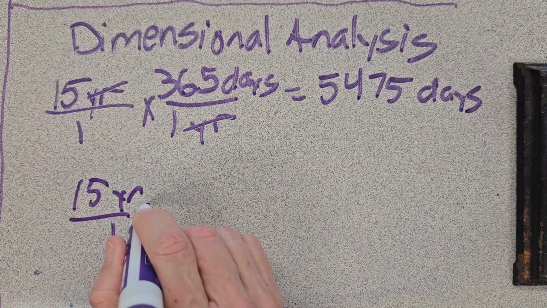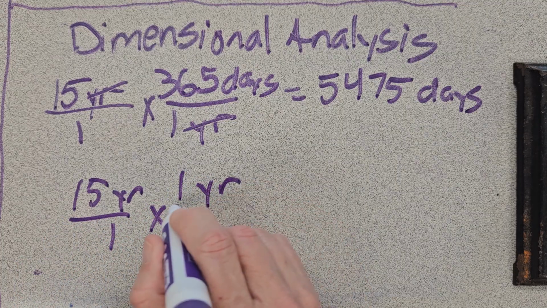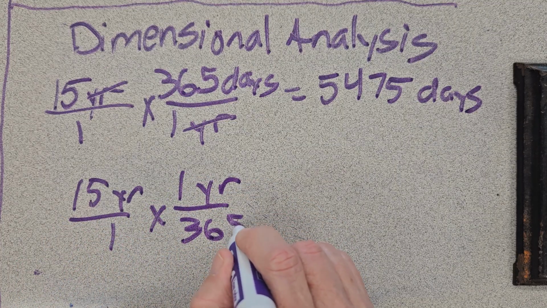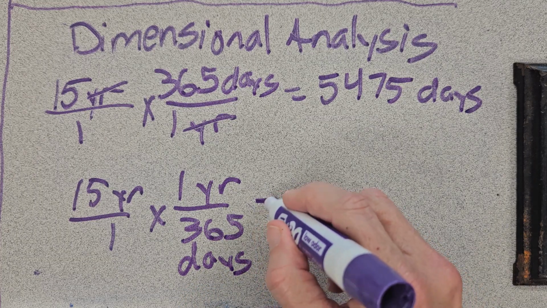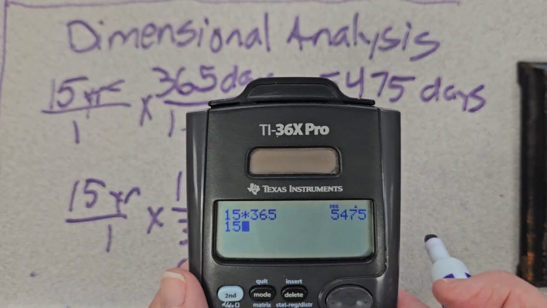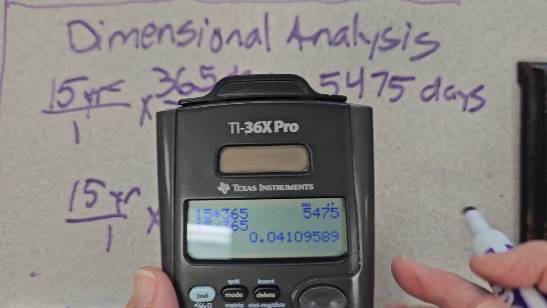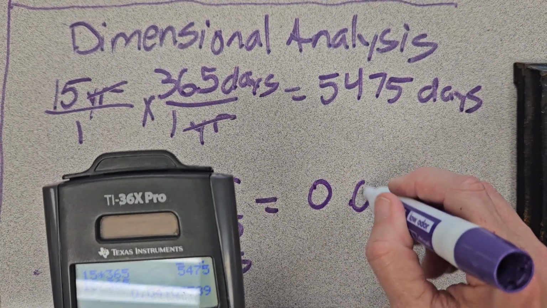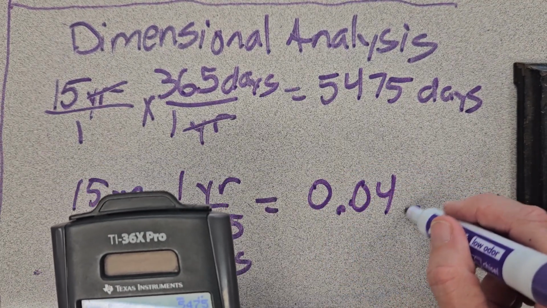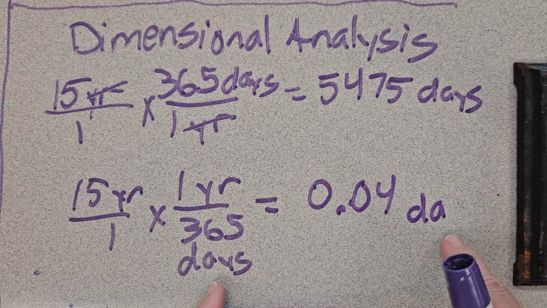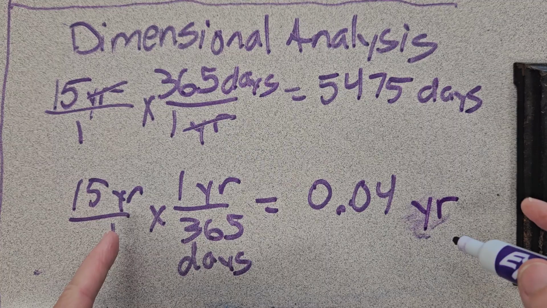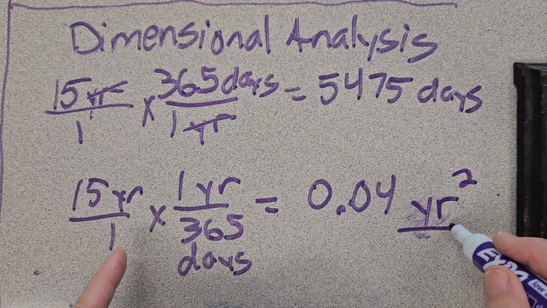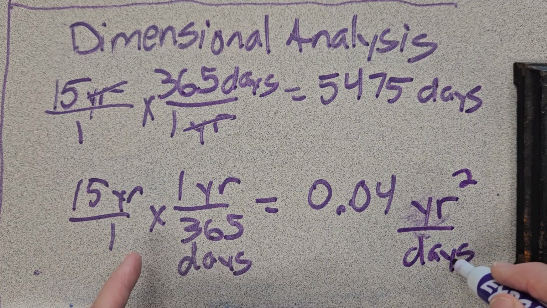It is really easy, if you're not using your units, to accidentally do something like this, where you have 15 years, and it's really easy to unfortunately set things up like this, okay? And if you did your math that way, it would be 15 divided by 365, and that would say 0.04. Nope, not days. 0.04 years times years, so that's years squared, over days.